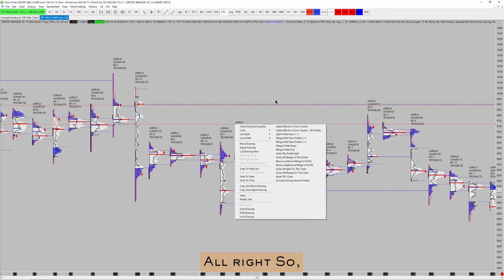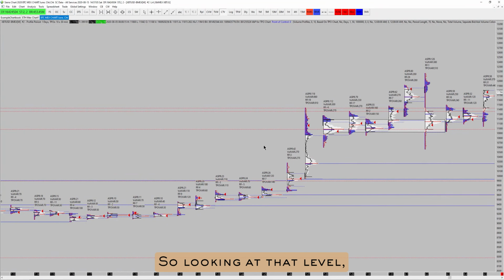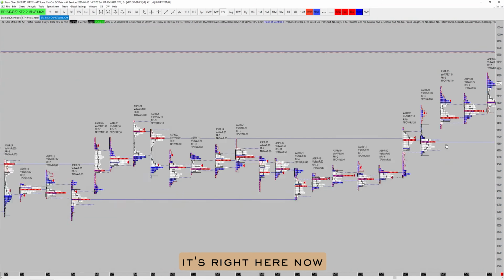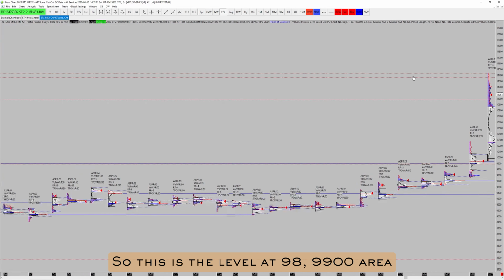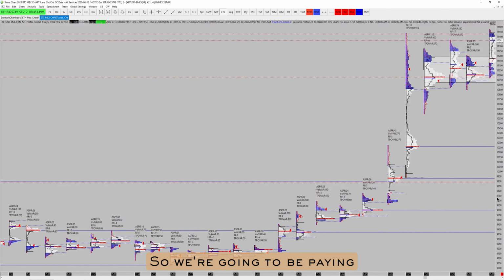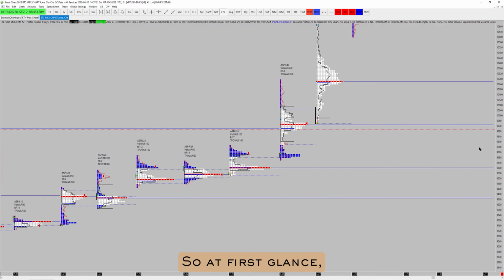All right, so let's get rid of this. Looking at that level, it's right here now. I have to remember that this is going to adjust. So this is the level at the 98, 9900 area. We're going to be paying attention to the behavior when the market closes through this level. So at first glance, this is the close above the level. The market makes a swift move up through the level. Most of the volume is at the top of the structure. So you ideally want to see that you're getting away from this.